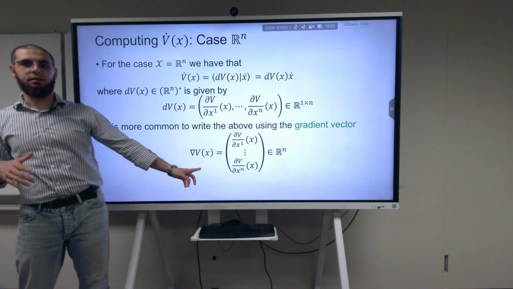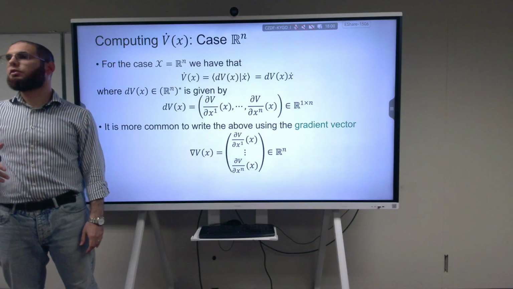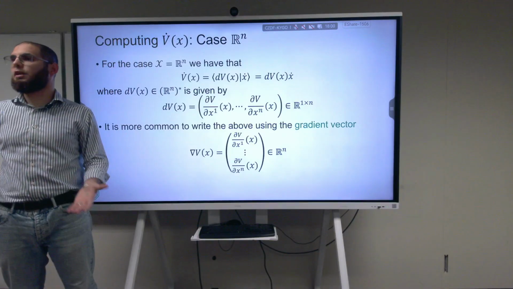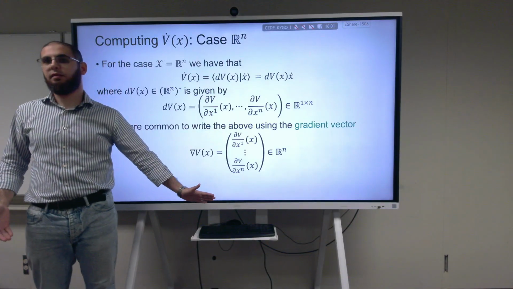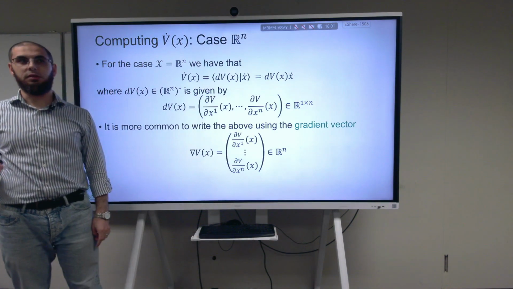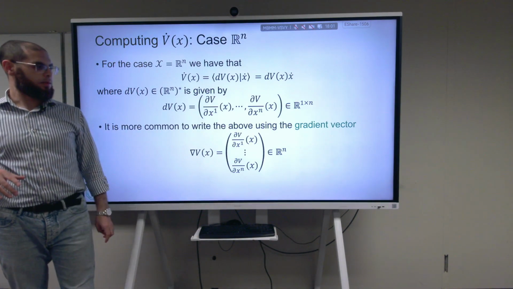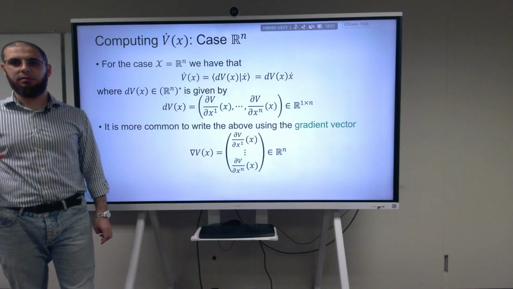What do you call this? The gradient of the function. What is the gradient of the function? I give you a function, you take the partial derivative with respect to x1, partial derivative with respect to x2, and so on, and you just make them into a vector. Isn't Laplacian the same? Laplacian is different, something else. I think the Laplacian is related to the Hessian.